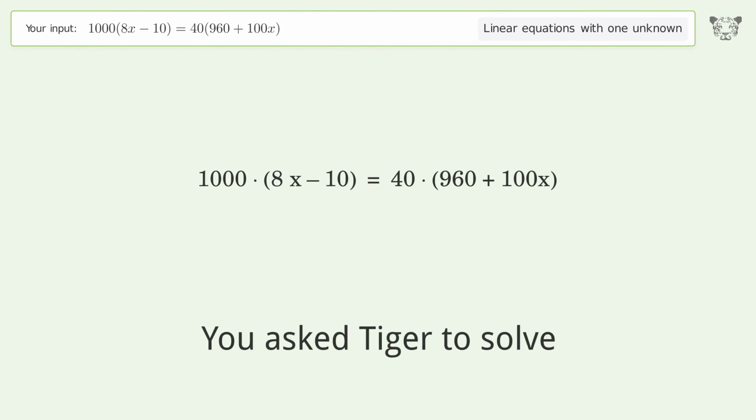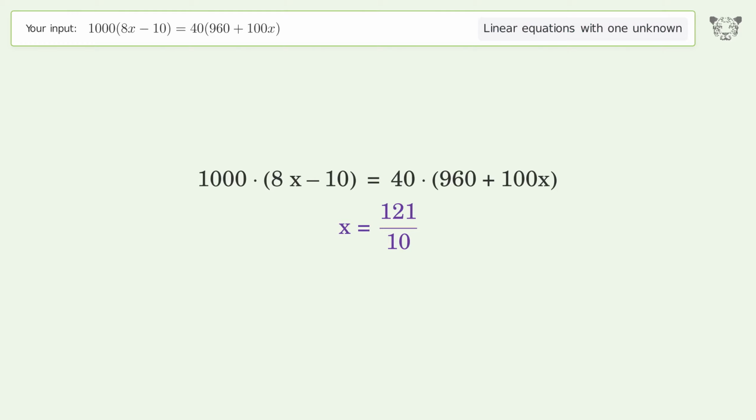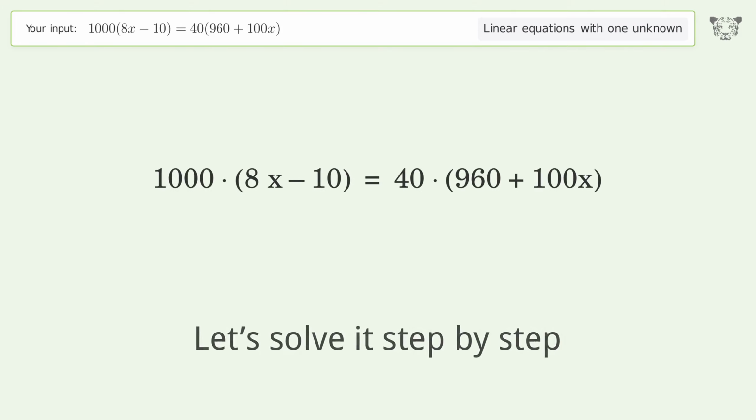You ask Tiger to solve. This deals with linear equations with one unknown. The final result is x equals 121/10. Let's solve it step by step.